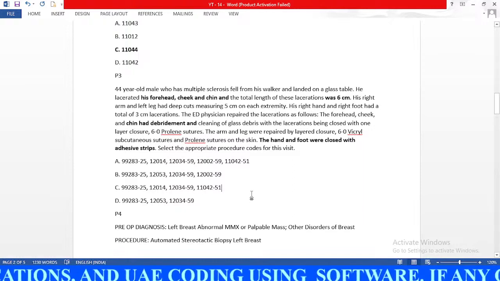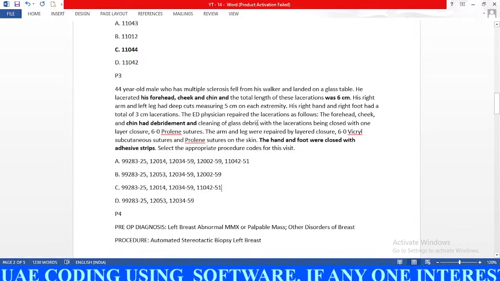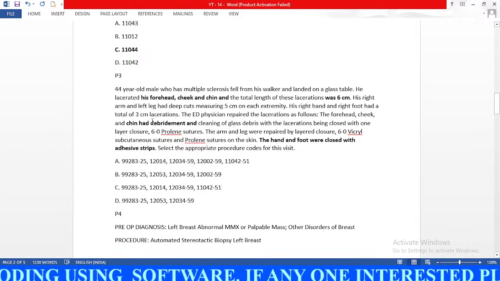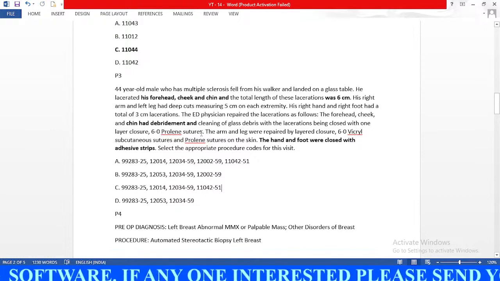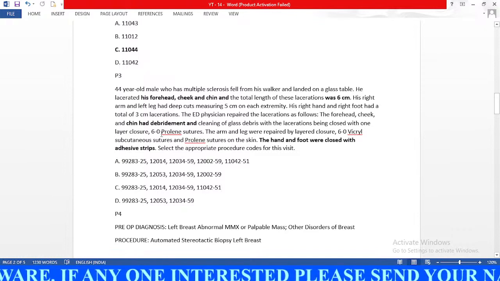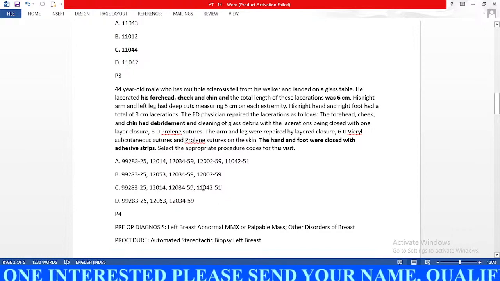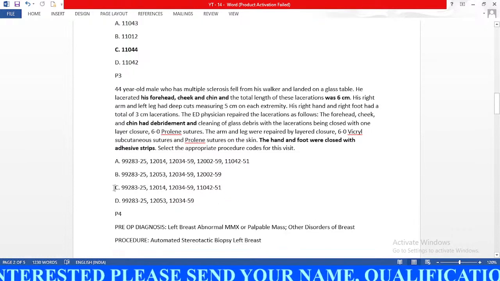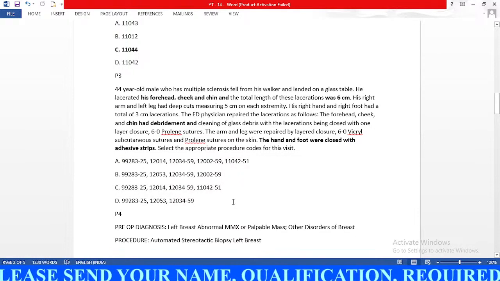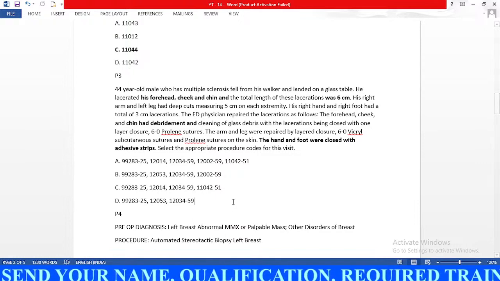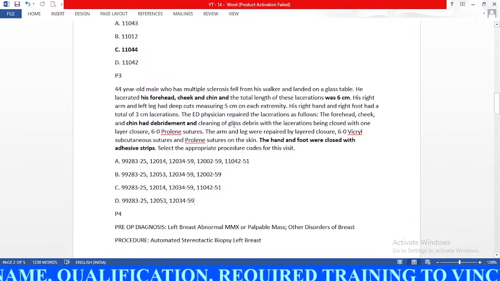Based on CPT guidelines, when the physician performs laceration repair along with debridement and cleaning up debris, with the laceration closed with one layer closure, we can code it as intermediate closure. So here we need to code 12034. So C is also wrong, because here it is provided as simple closure. If the simple closure is complicated by debridement and cleaning up glass, we need to code it as intermediate closure.